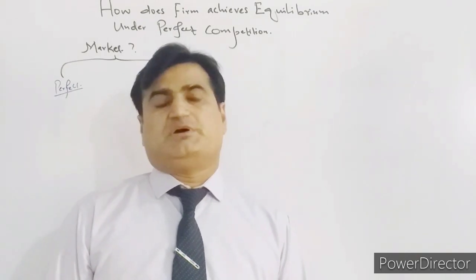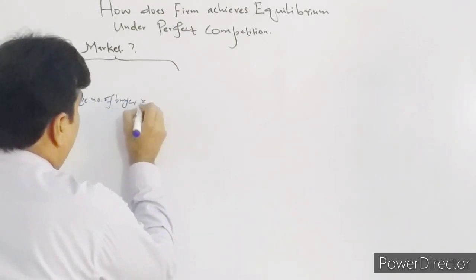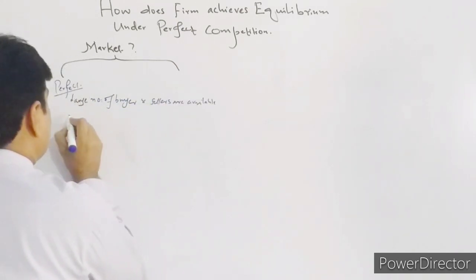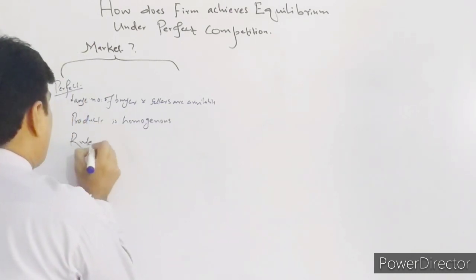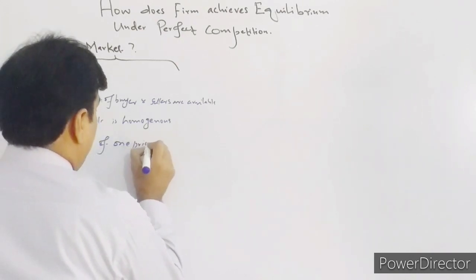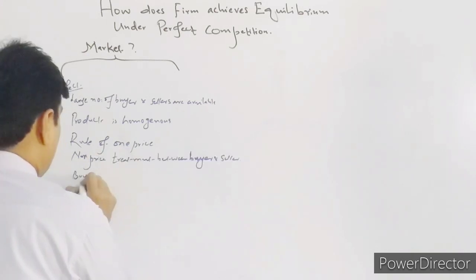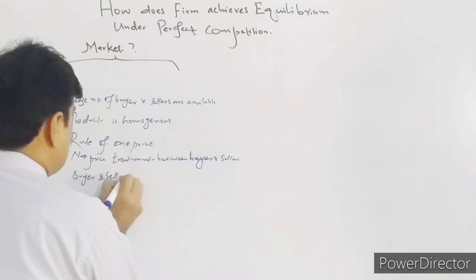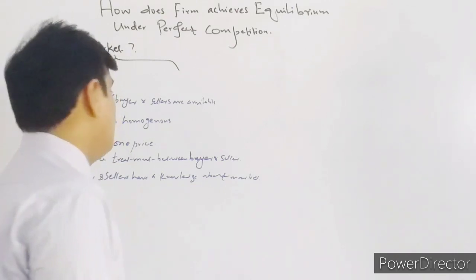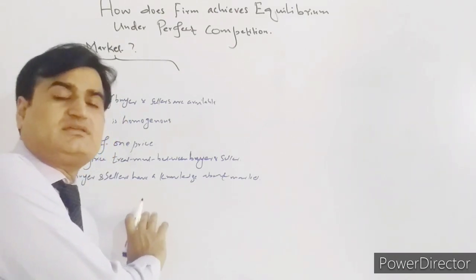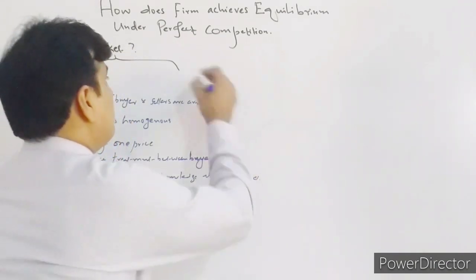When we say that the market is perfect, a large number of buyers and sellers are available. Number two, the product is homogeneous. Rule of one price in the whole market. Non-preferential treatment between buyer and seller. Buyers and sellers have knowledge about market position. So if these conditions are satisfied, then the market is said to be perfect competition. Otherwise the market would never be perfect, but it would be an imperfect market.